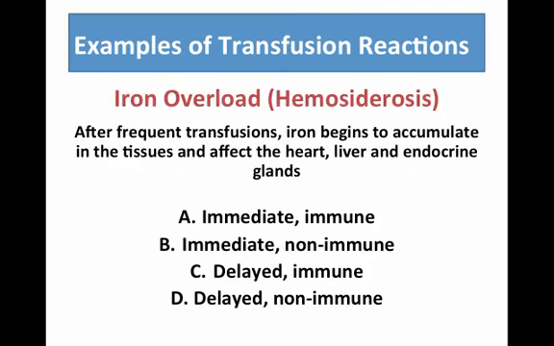Last, we have iron overload, or hemosiderosis. This occurs in patients who have to receive frequent blood transfusions given their different conditions. And after those multiple blood transfusions, the iron from the blood begins to accumulate in their tissues and affect their heart, liver, and endocrine glands. So would iron overload be an example of an immediate immune, immediate non-immune, delayed immune, or delayed non-immune reaction?